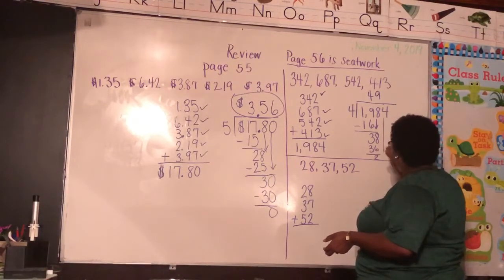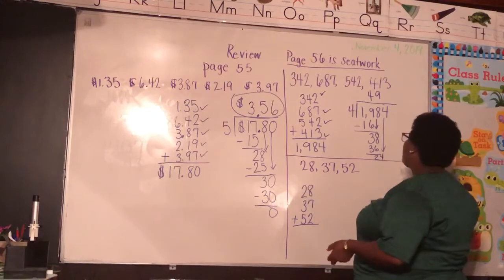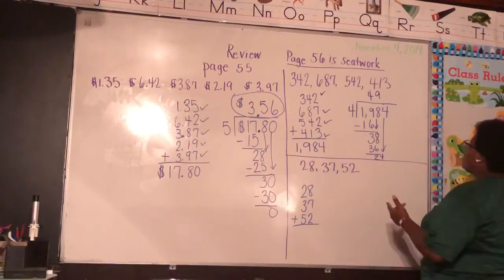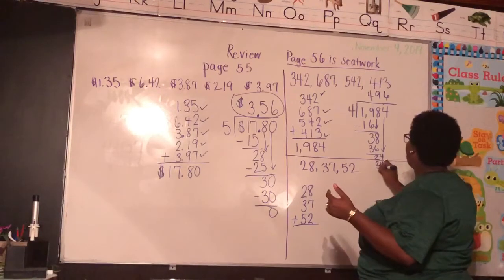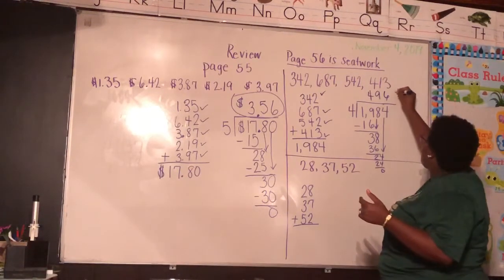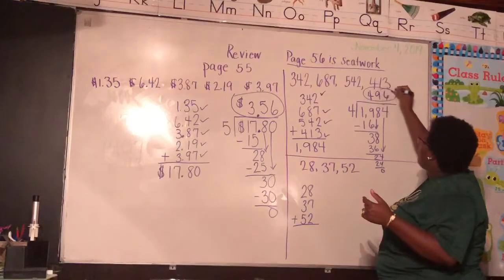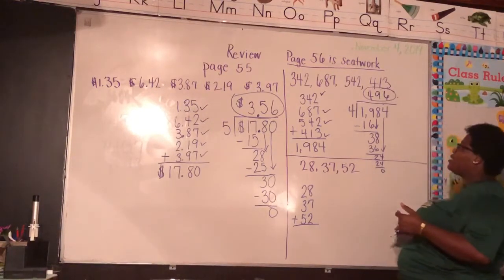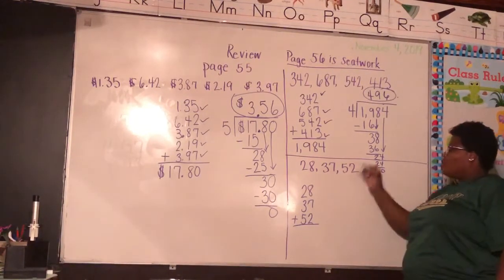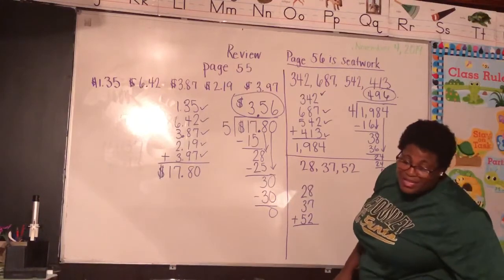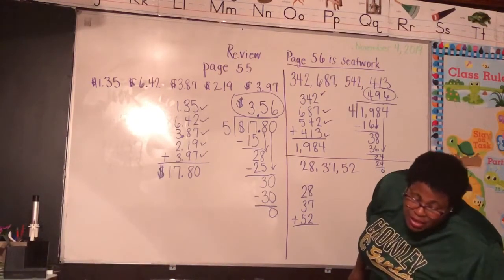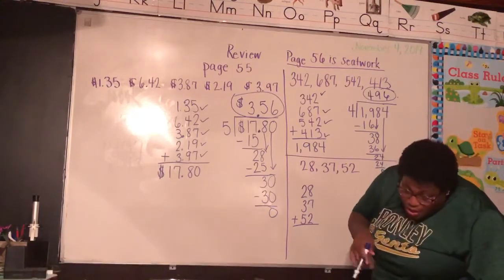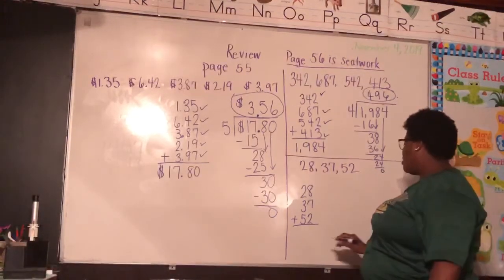There's a 2. Bring down your 4. Now we have 24. 4 times 6 is 24. We have no remainder. So our answer is the average of 496. That's our answer. You should have probably added this one up too by that time, and you should have gotten the answer of 117.